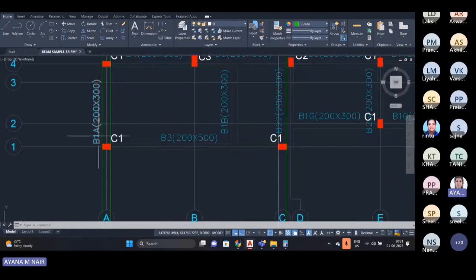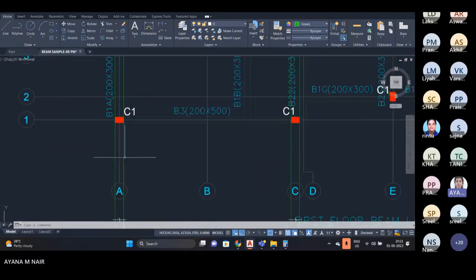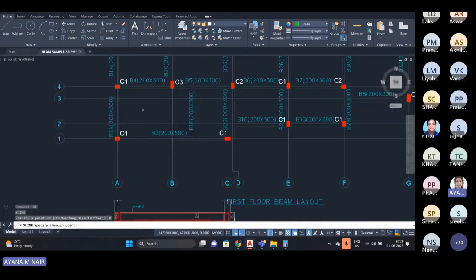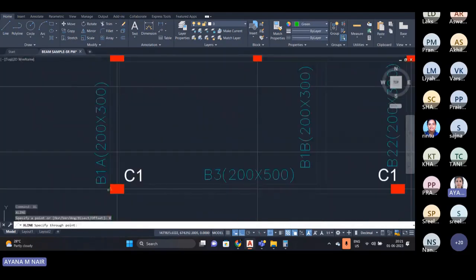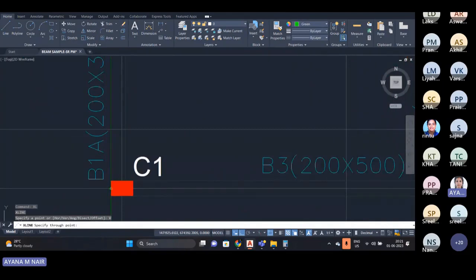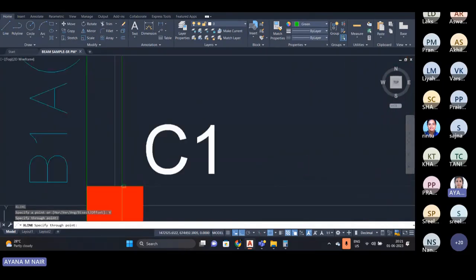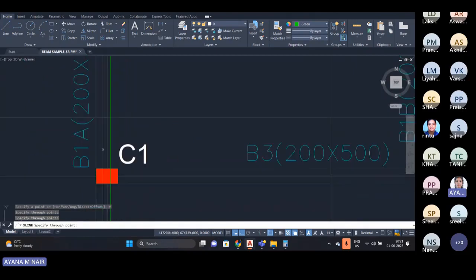Now next, we have some more beams that are coinciding with this beam section. So here is a B1A beam, B1B and B22. There are three beams that are intersecting this beam. So now we have to put the X line for this beam section. For that, take the vertical lines or X lines, and here is the beam B1A. It will start from here and the beam section, here it is the ending.